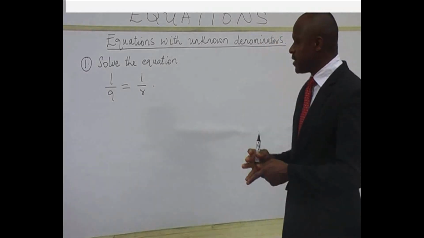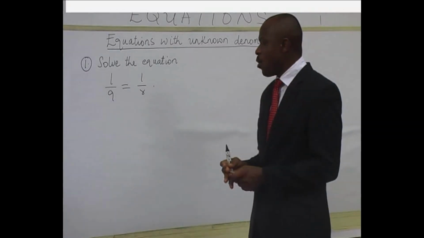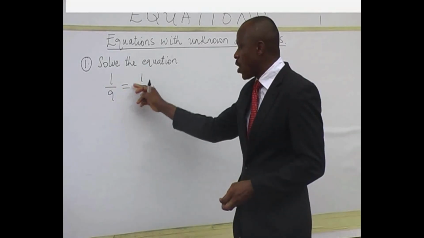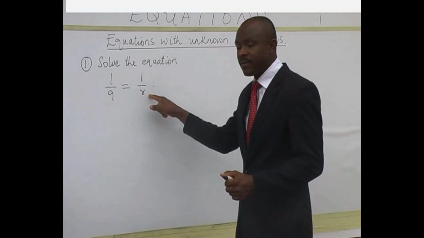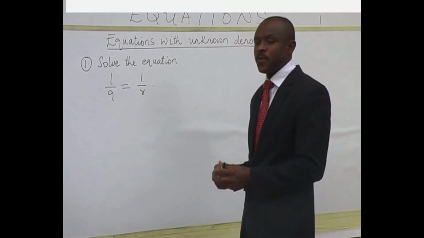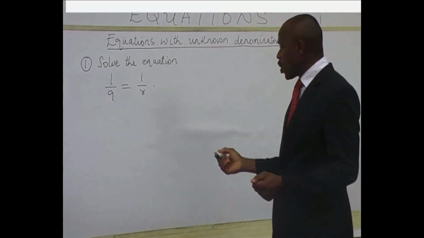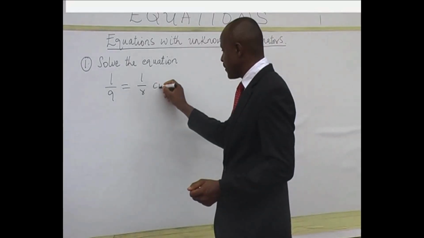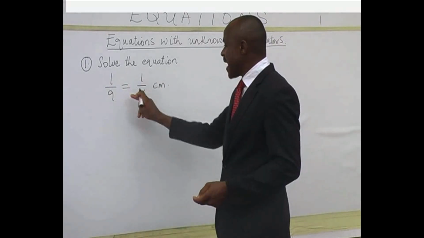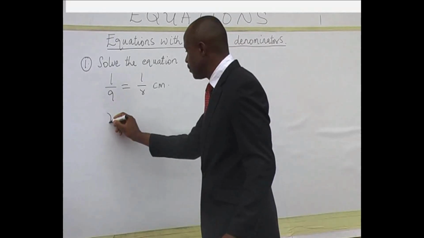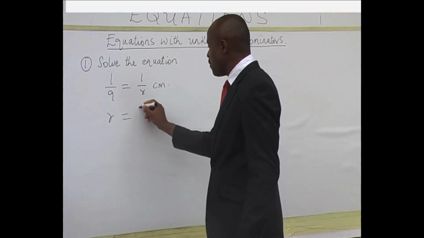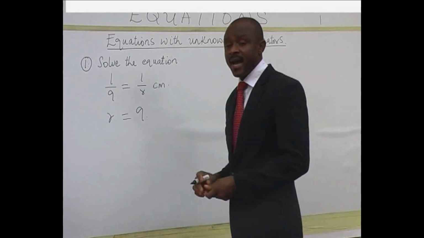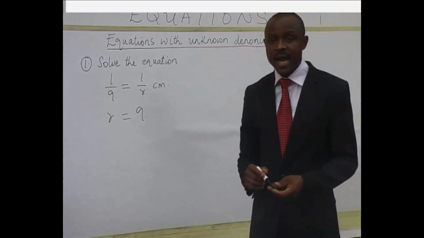Just like the first question said, we should solve the equation 1 all over 9 is equal to 1 all over r. You can see that the unknown we have here, which is r, is in the denominator. This is a simple thing. What we're going to do is just cross multiply. 1 times r will give you r. 9 times 1 will give you 9. And that is the end of that equation.